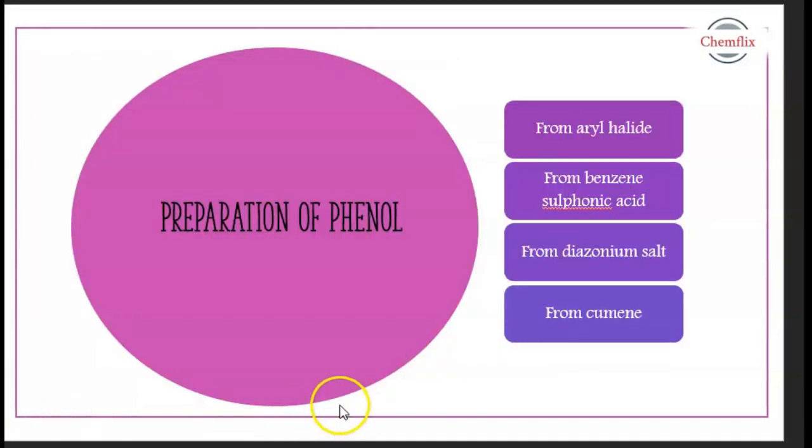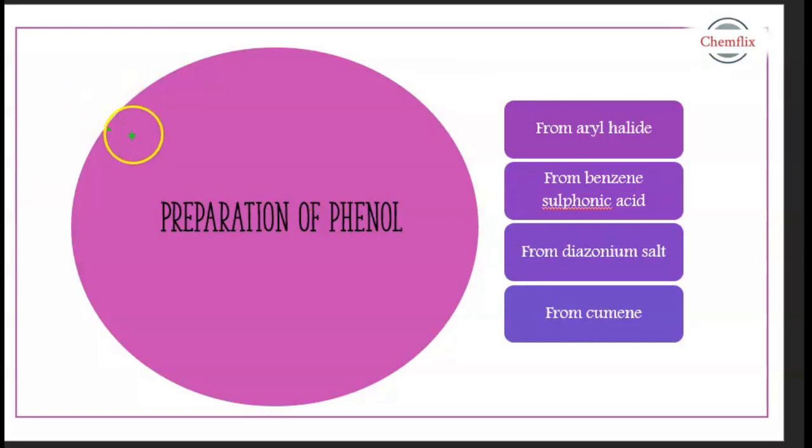Now moving to the preparation of phenols. അവിടെ നമുക്ക് മെയിൻലി 4 method ഉണ്ട്. How can you prepare phenol? From aryl halides. Aryl halides ൽ നിന്ന് we can prepare phenol. അപ്പോൾ aryl halides ൽ നിന്ന് prepare ചെയ്യുന്നത് എങ്ങനെയാണെന്ന് ഞാൻ പറഞ്ഞുതരാം.